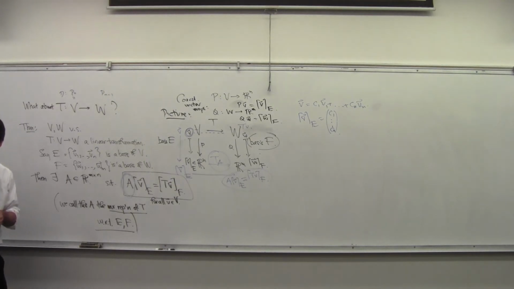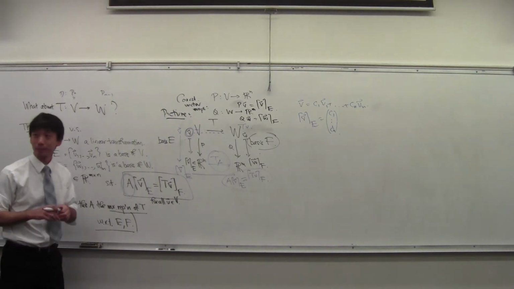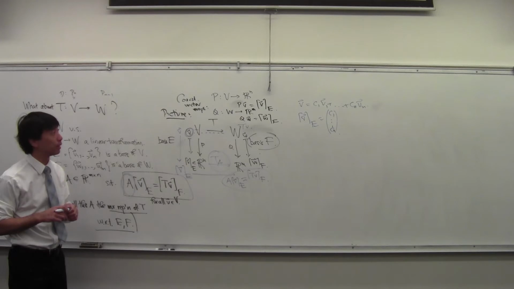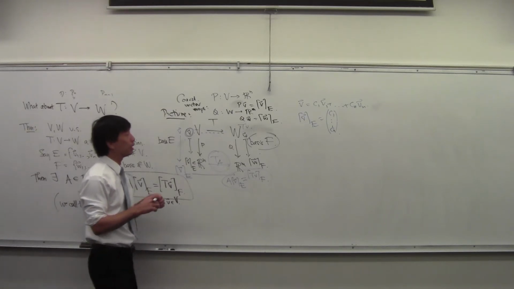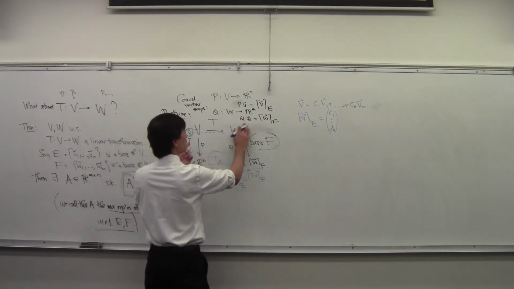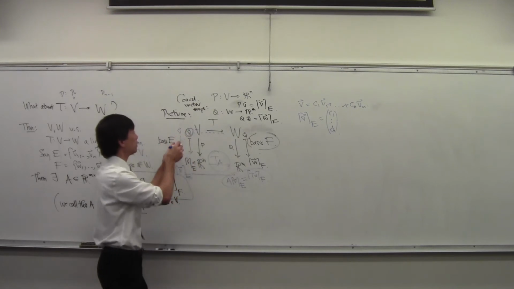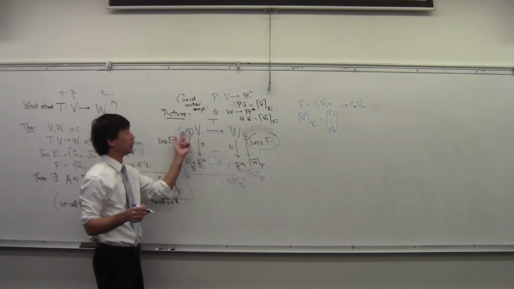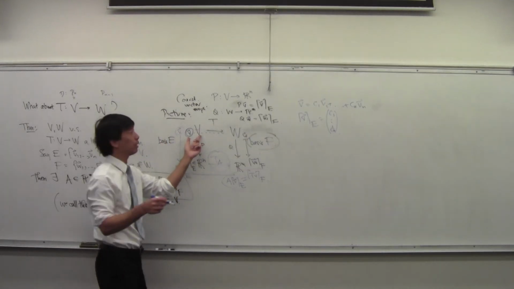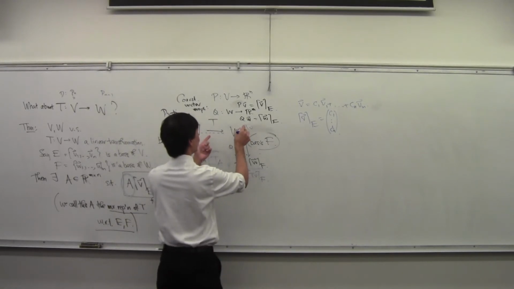Yeah, Nico. And then is Tv the same thing as W? Like, because you're doing the transformation of V to W? Tv is going to be in W, right? So v is a vector in V, and Tv is somebody in W.